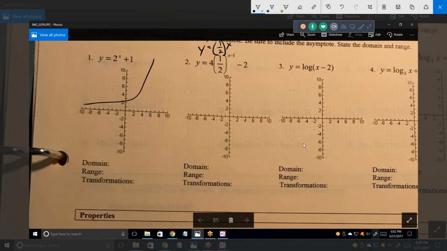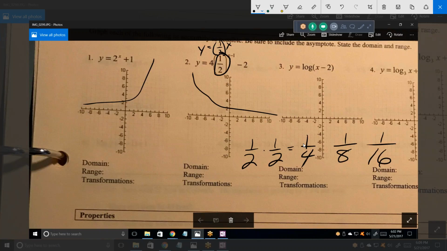This looks like the previous one. Not really. When this number is less than 1, then it's a decaying function. Notice that 1/2 times 1/2 is 1/4. Multiply it by another 1/2, it's 1/8. If I multiply it by another 1/2, it's 1/16. In other words, it's decreasing, always.